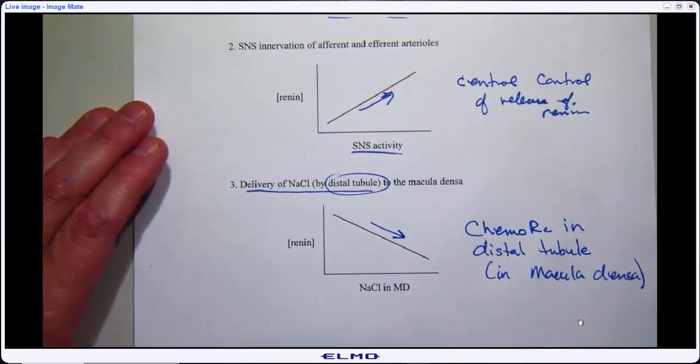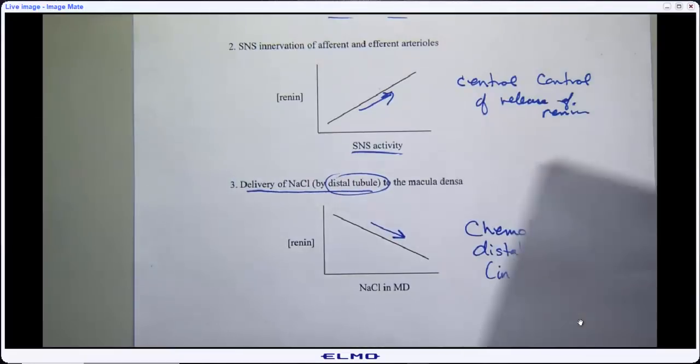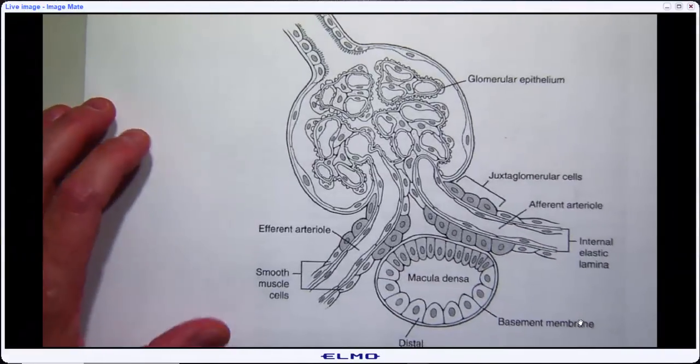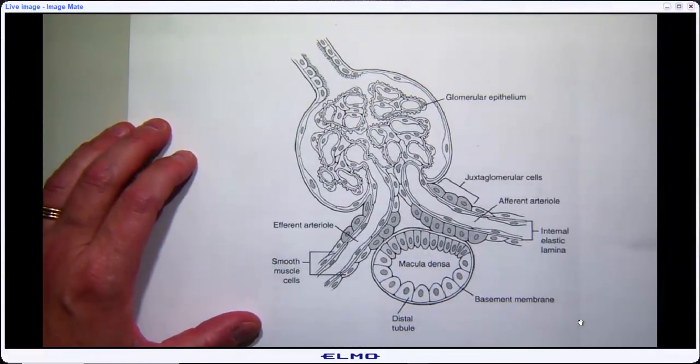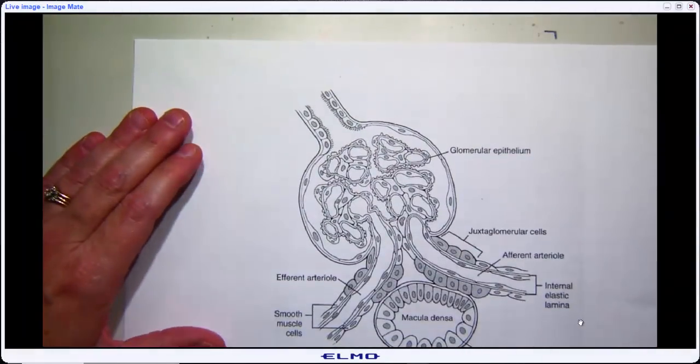In the macula densa. All right, so what is this macula densa we speak of? Let's take a look at what that is. Okay, so here we are back at, let me orient you here. We're back at where we are.